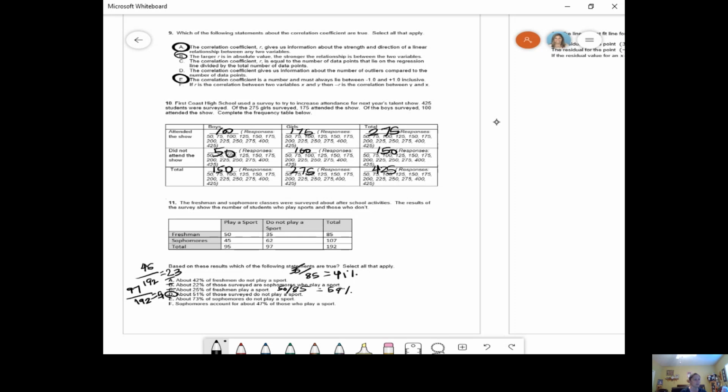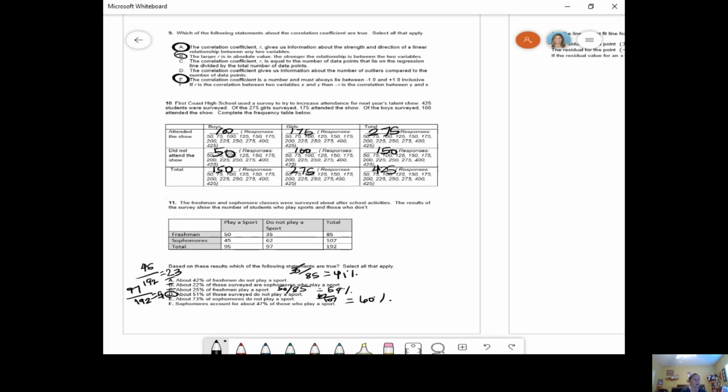All right, E, 73% of the sophomores do not play a sport. So sophomores, which is 107, and do not play a sport, which is 62. So 62 divided by 107 is approximately 60%. So that means E is out.